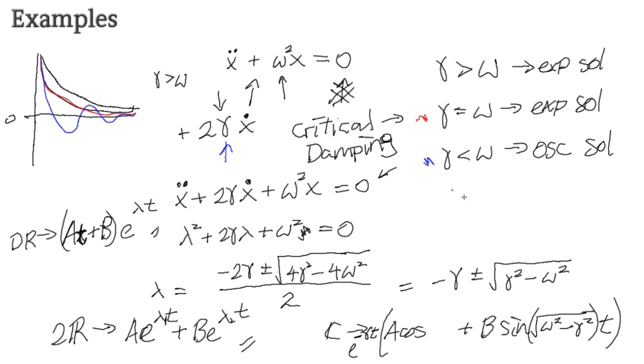For gamma less than omega, you get the oscillation, and it's called underdamped. And for gamma greater than omega, we call it overdamped.